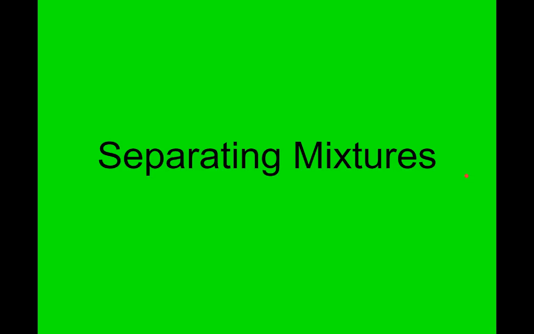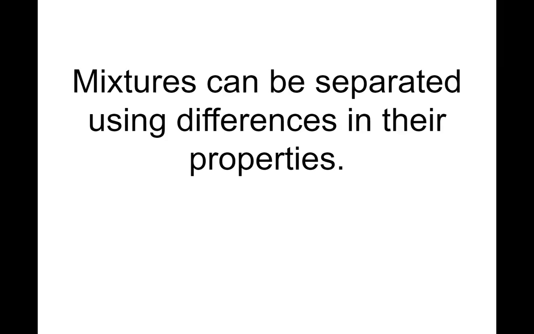Separating mixtures. So this is a thing that you will have to know. And what you need to know about this is that you separate mixtures by using differences in their properties. So if there's something different about them, you can use that to separate them. And this is kind of a theme in science. If there's some difference between any two groups, then there's something that you can use to distinguish between them.